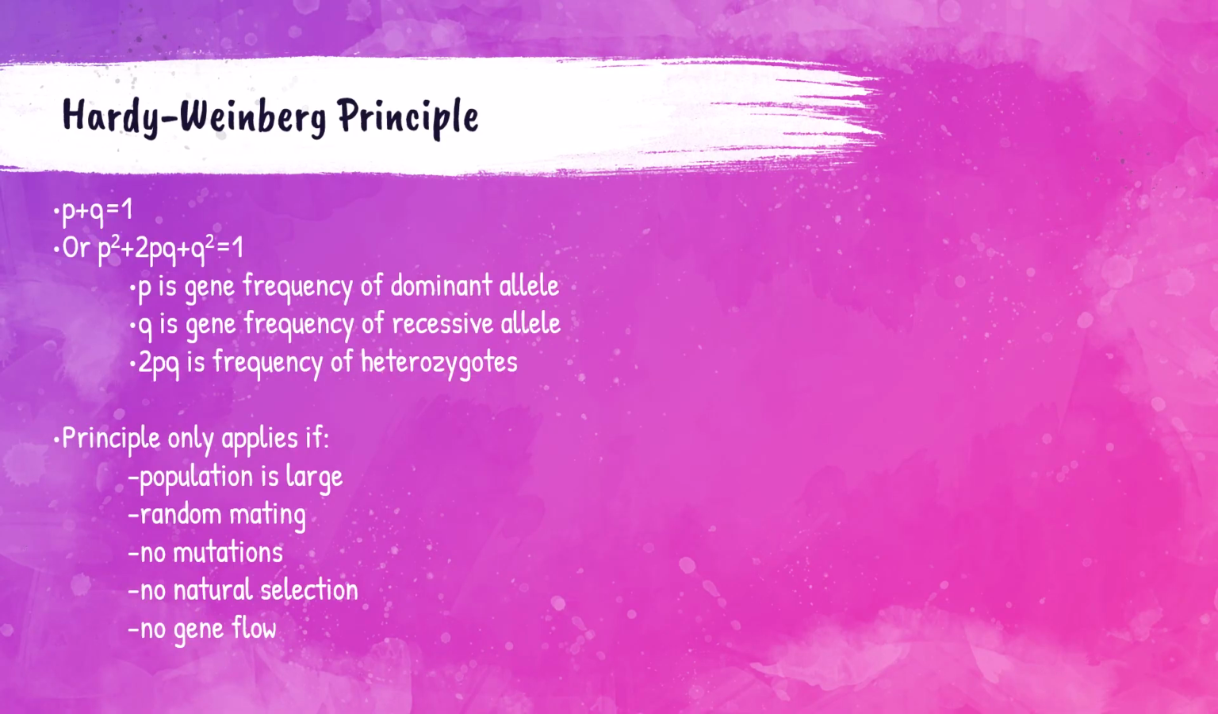The Hardy-Weinberg principle is an important concept in population genetics. It helps scientists understand how genetic variation is maintained or changed within a population over a period of time. This principle only applies if the population is large, there is random mating, no mutations present, no natural selection, and no gene flow. The principle is expressed by an equation: p squared plus 2pq plus q squared equals 1. p is the gene frequency of the dominant allele, whereas q is the gene frequency of the recessive allele, and 2pq is the frequency of heterozygotes.